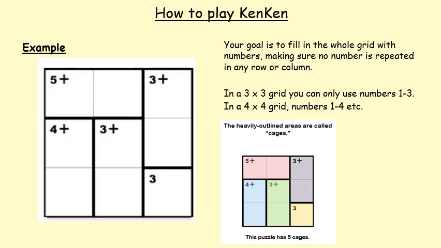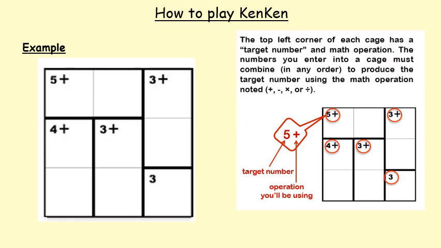What we have are some heavily outlined areas in our KenKen grid, and these are called cages. So this particular puzzle has 5 cages. Let's just look, the heavily dark areas, these are called cages. Okay, so the top left number in each cage is a target number, and it has a mathematical operation. So in the top left corner of this grid we've got a 5+, and that means the numbers in that cage, in that dark outlined bit, have to add together to make 5.